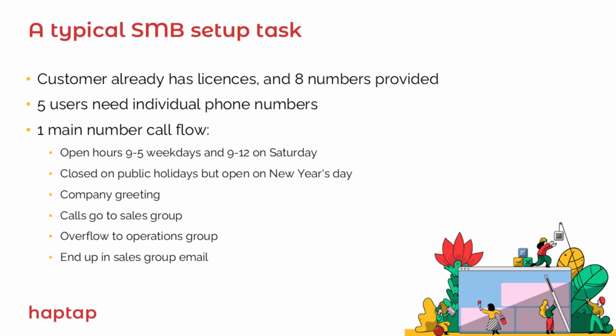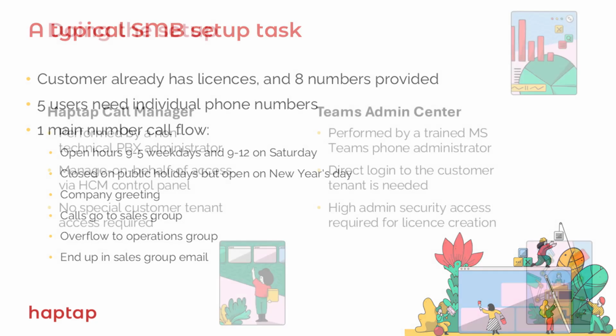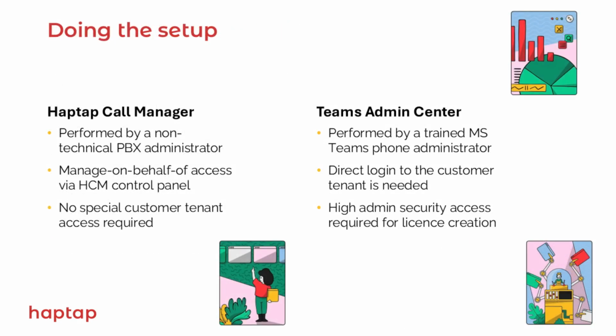Calls to this main number go to the sales group first, overflow to the operations group if unanswered, and end in the sales group's email for follow-up. Let's compare Haptap Call Manager and Teams Admin Center.